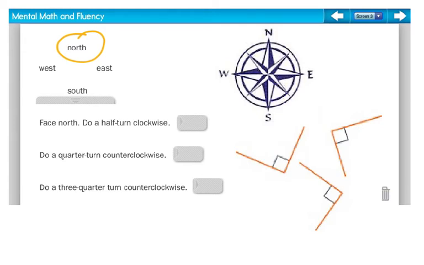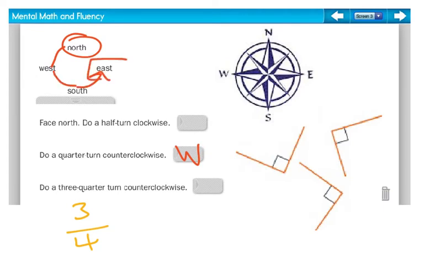Now face north again. Do a quarter turn, a fourth of a turn counterclockwise. Which way are you facing? Counterclockwise would be west. You'd be facing west. All right, one last movement, facing north again. Do a 3/4 turn, that's another way to say it, counterclockwise, starting with facing north. If you're facing north and do a 3/4, this would be 1/4, 2/4, 3/4. You'd be facing east, going counterclockwise.